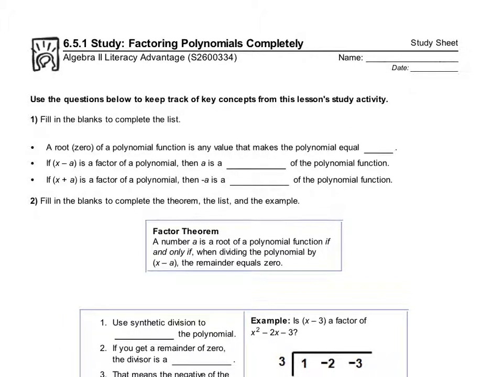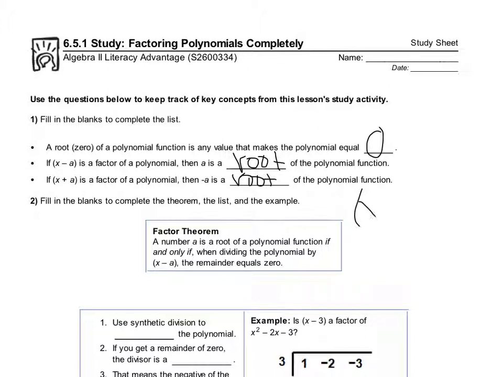Continuing on our path of synthetic division, and just going back to what we reviewed in Unit 4, a root, if you'll recall, or a zero, of a polynomial is any value that makes the polynomial equal 0. So if x minus a is a factor of a polynomial, then a is a root of the polynomial. And if x plus a is a factor, then minus a or negative a is a root of the polynomial.